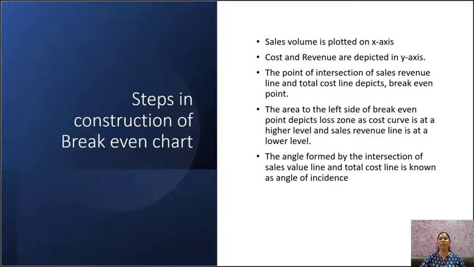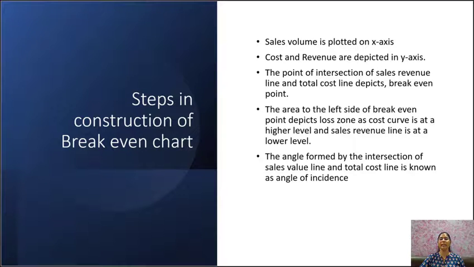When a parallel line of variable cost is drawn from the fixed cost line on the y-axis, it depicts the total cost line. The sales revenue curve also starts from 0 and 0, x-axis 0, y-axis 0. The point of intersection of the sales revenue line and the total cost line depicts the break-even point. The area to the left side of the break-even point depicts the loss zone, as the cost curve is at a higher level and the sales revenue line is at a lower level.